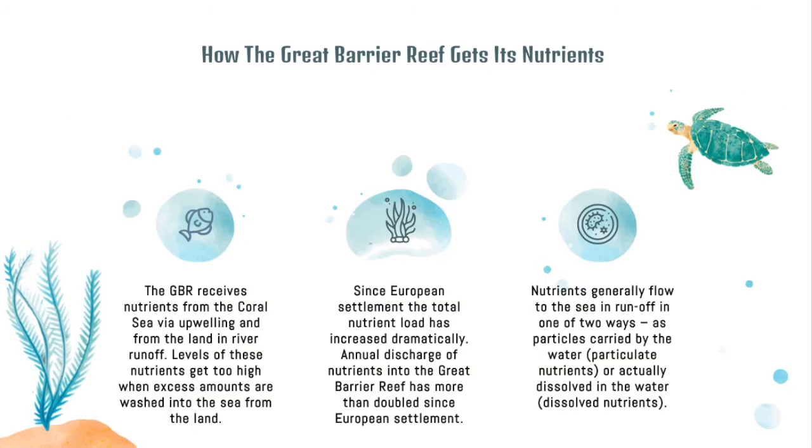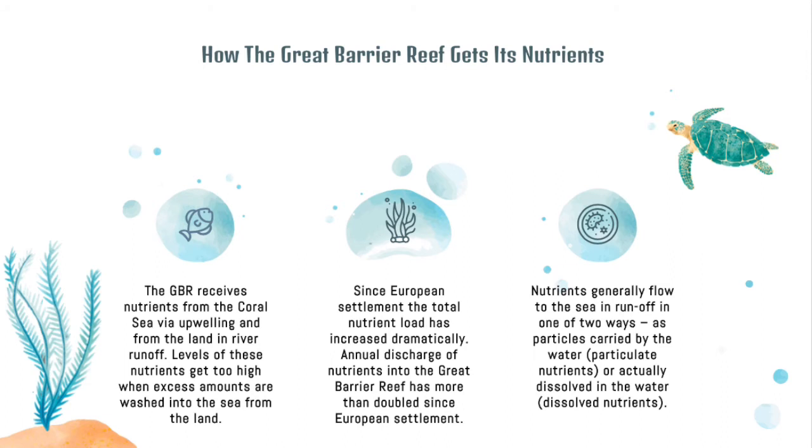The Great Barrier Reef receives nutrients from the Coral Sea via upwelling and from the land and river runoff. Levels of these nutrients get too high when excess amounts are washed into the sea from the land. Since European settlement, the total nutrient load has increased dramatically. Annual discharge of nutrients into the Great Barrier Reef has more than doubled since European settlement.